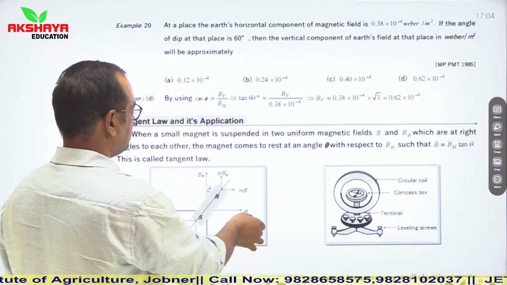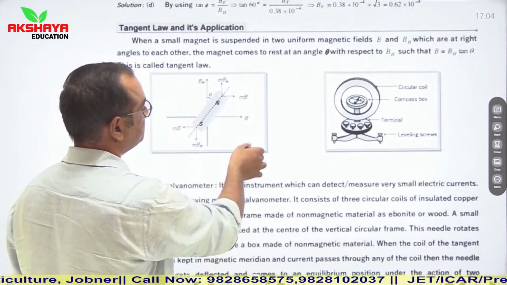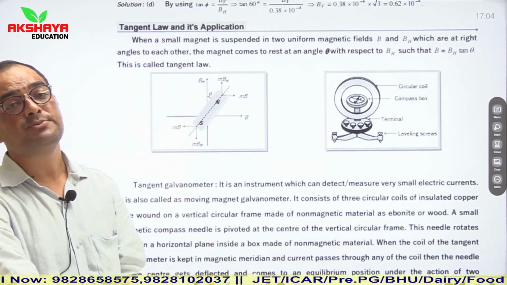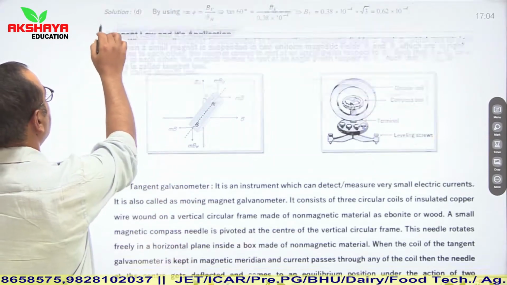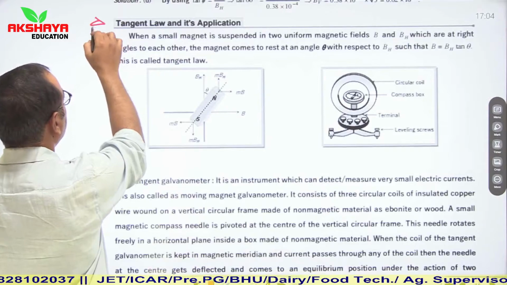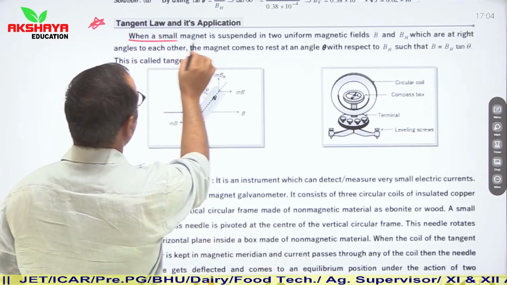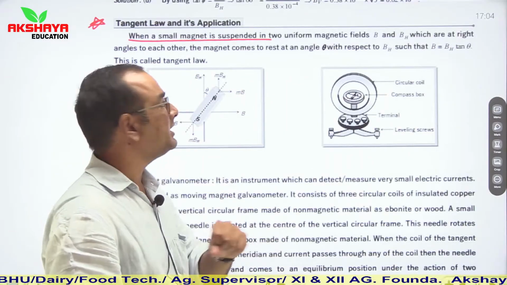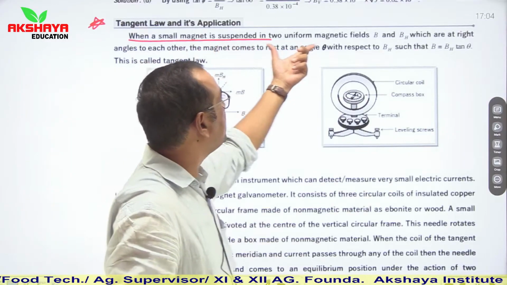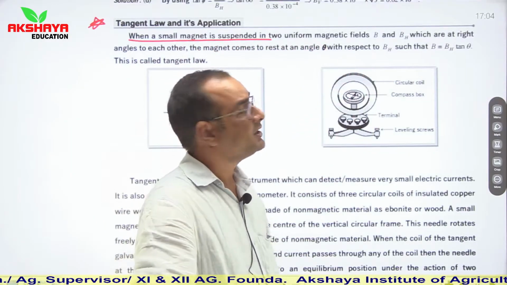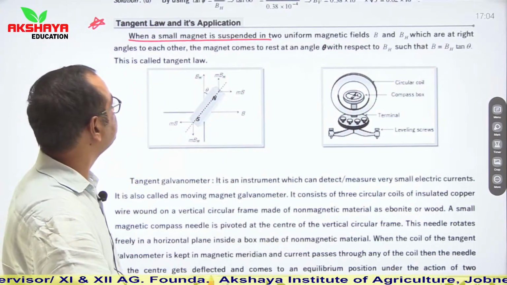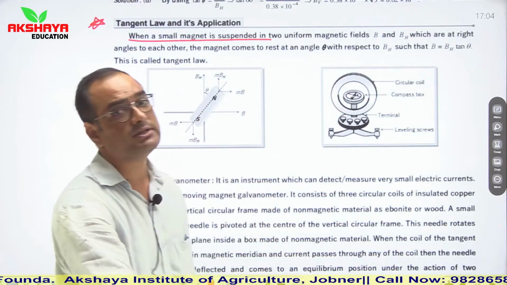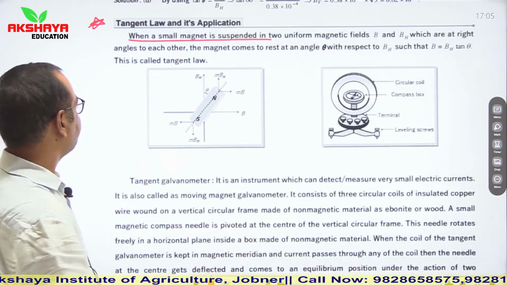So see, tangent law. Tangent galvanometer is basically based on tangent law. So this is an important topic. Whenever a small bar magnet is suspended in two uniform magnetic fields B and BH, which are at right angles to each other, the magnet comes to rest at an angle theta with respect to BH such that B is equal to BH tan theta. This is called tangent law.